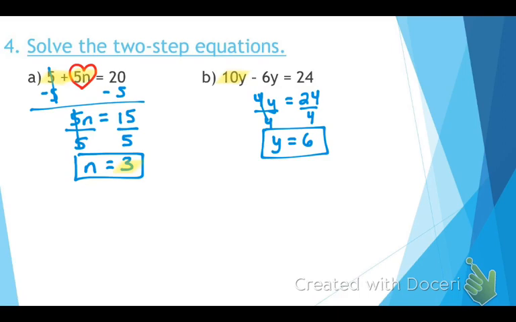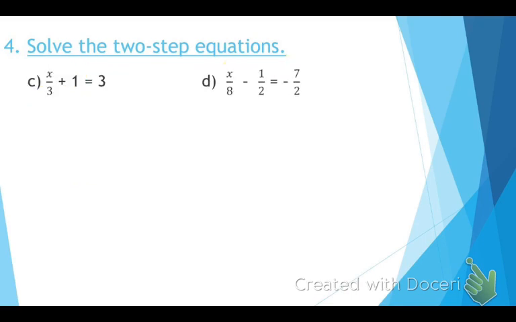Class, what's 10 times 6? 60 minus, and then what is 6 times 6? 36. And then you can either put it in your calculator, or you could do it on the side. But class, what is 60 minus 36? 24. Equals 24, and that's exactly what we wanted. So it did check out. Great job. All right. Once again, still a two-step equation.